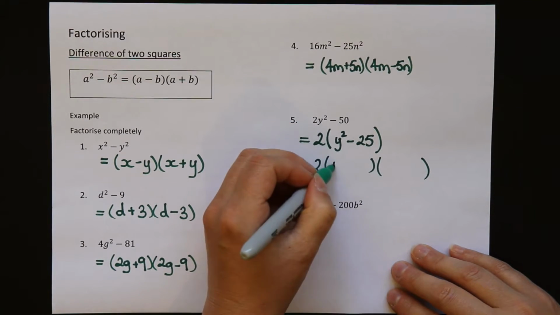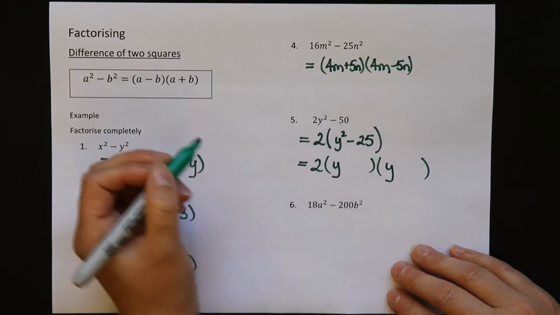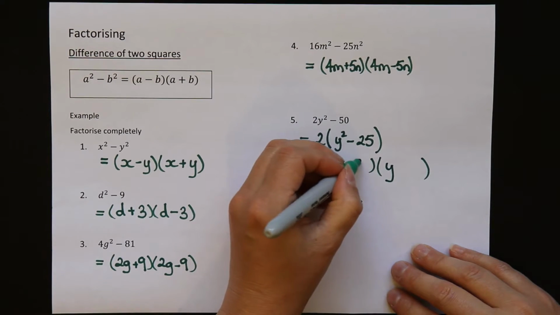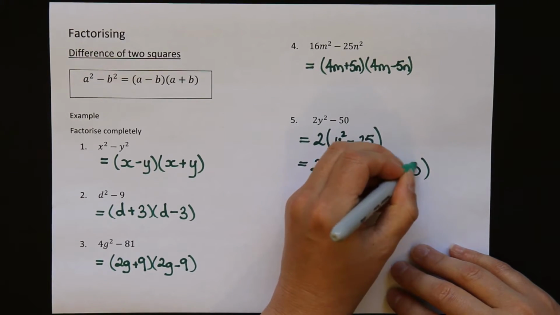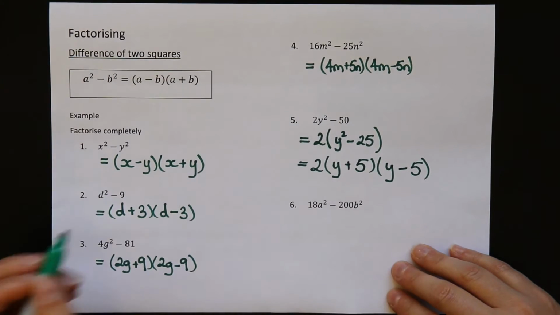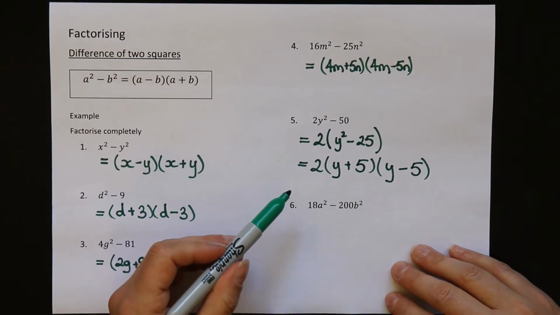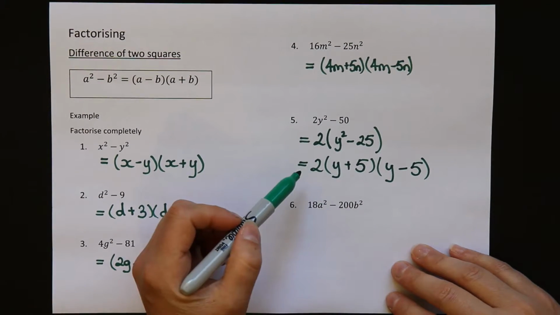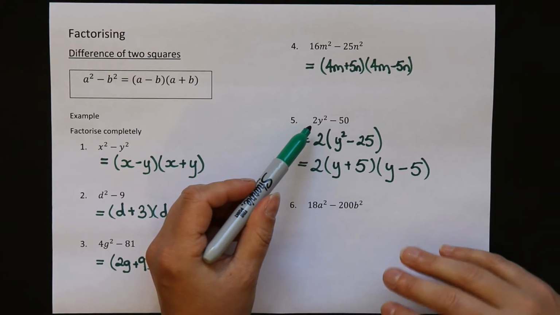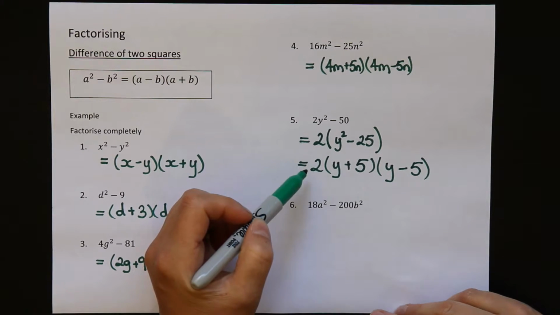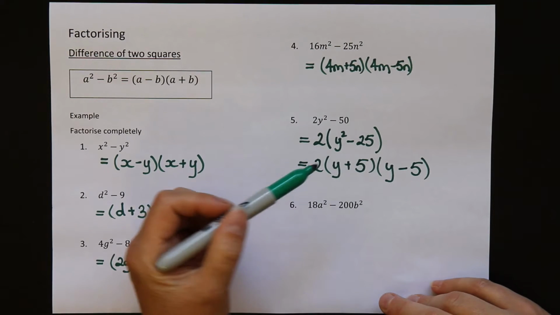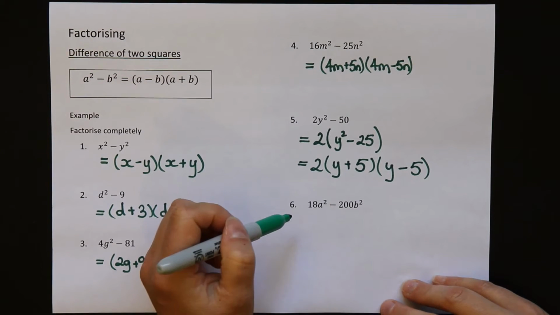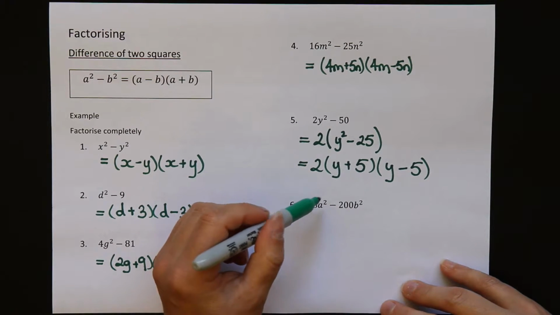So the 2 will just be sitting out the front, and then I'll open my double bracket. Square root of y squared is y, and the square root of 25 is 5. One's a plus and one's a minus. So be sure to look out for common factors first. It does ensure that you've completely factorised, and gives you a nice answer like this.